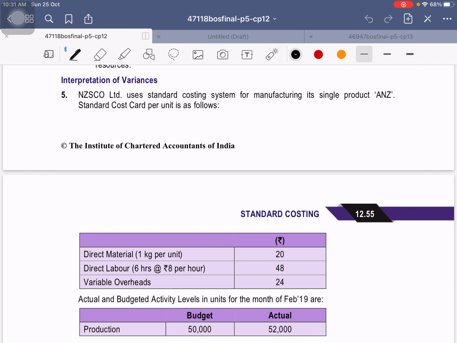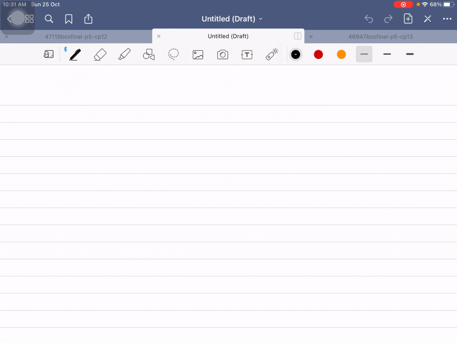You can pause the video and read question number 5. Now let's read the question once again. What is given in the problem? NZ SCO Limited uses a standard costing system for manufacturing its single product ANZ. The standard cost card per unit is as follows. So there is a company manufacturing a particular product ANZ, and the standard cost details of that product are given.